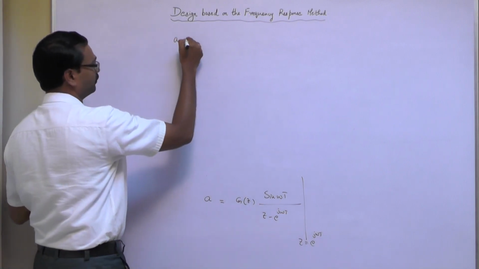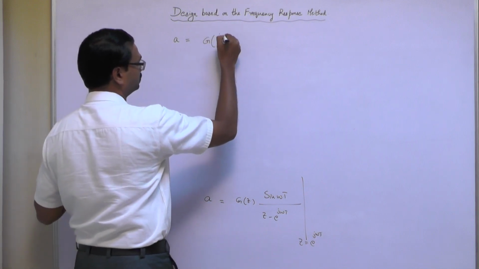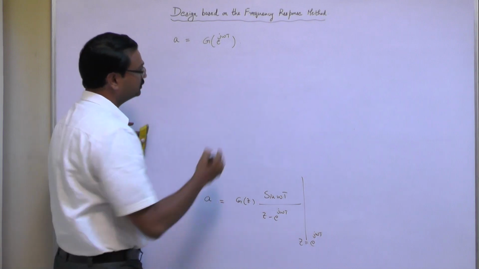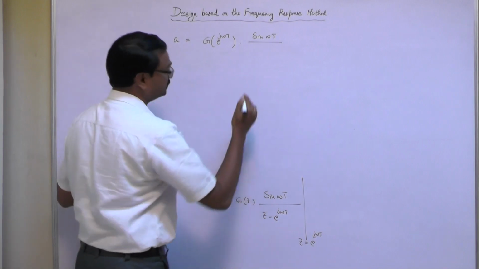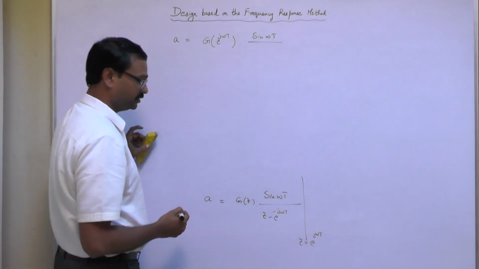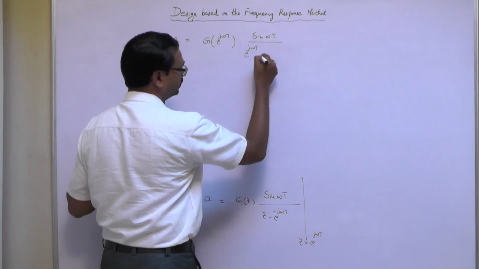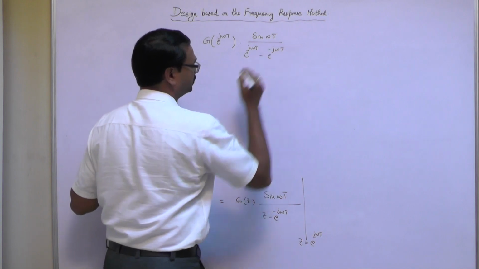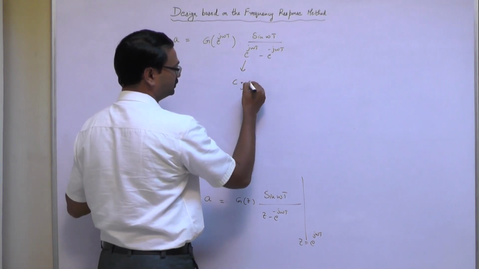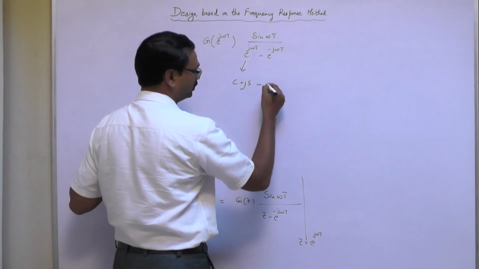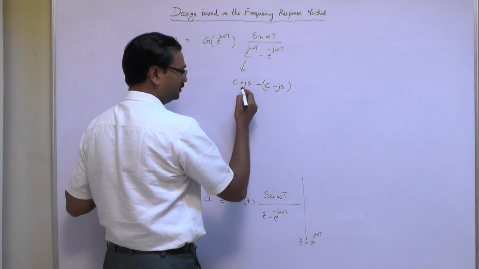Now A is equal to G(e^{jωT}) into sin ωT divided by the denominator, which is e^{-jωT}... e^{jωT} minus e^{-jωT}. Now what is this one? e^{jωT} is cos ωT plus j sin ωT, minus cos ωT minus j sin ωT. Okay, c minus c, right?